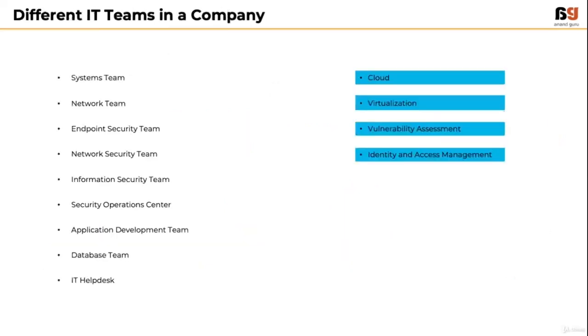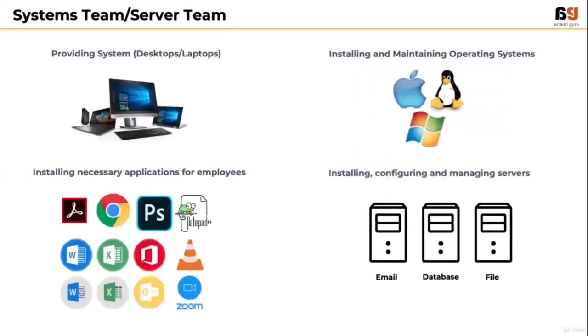So he made mention of different IT teams in a company: the system team, the network, the endpoint, network security, information security, the SOC, the application dev team, the database, and the IT help desk. And also cloud virtualization, vulnerability assessment, identity and access management. That is IAM, identity and access management. So moving on, he tried to explain those different teams and what they do.